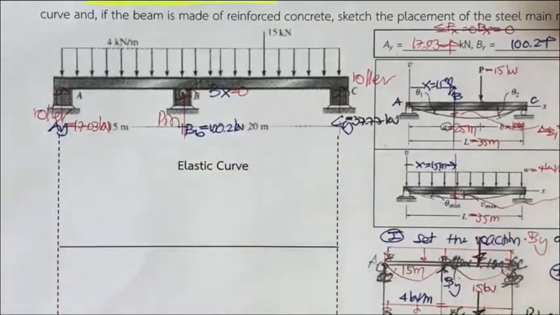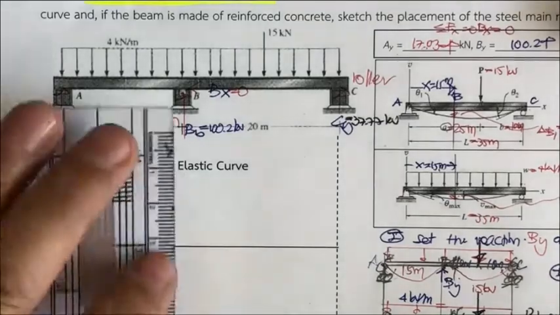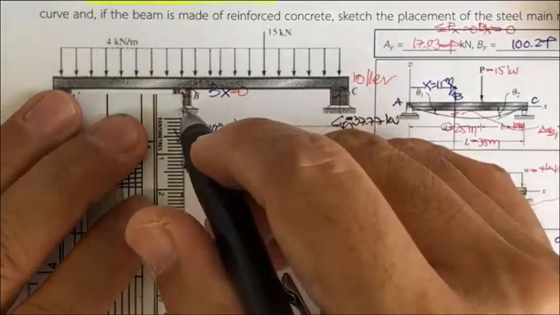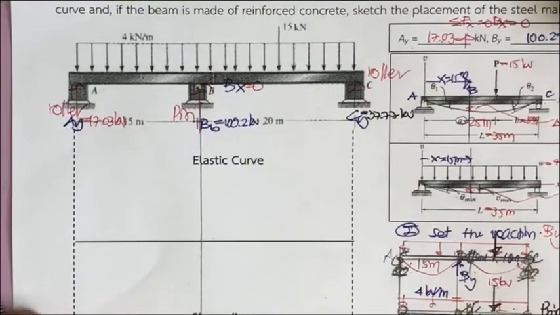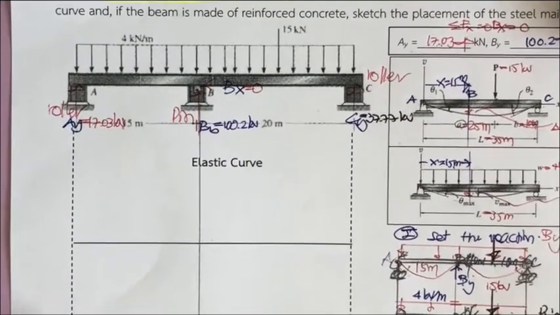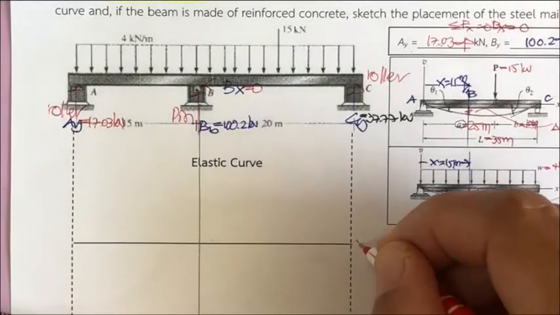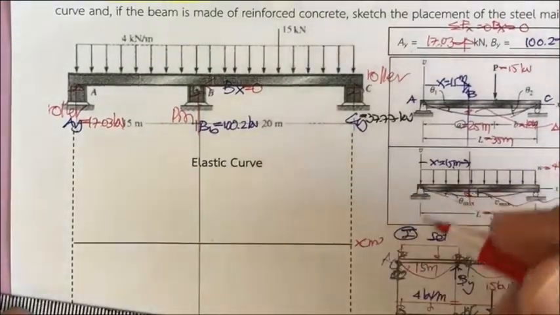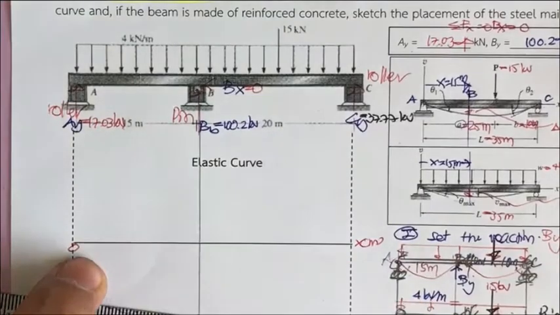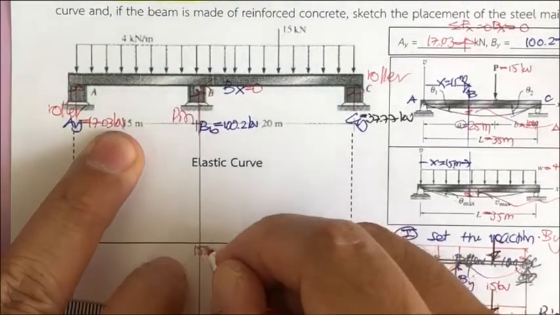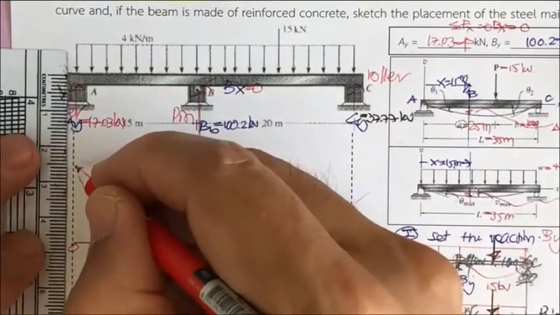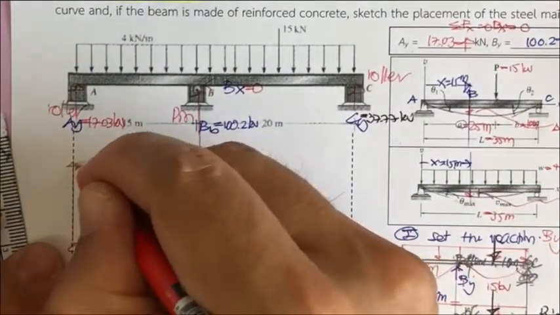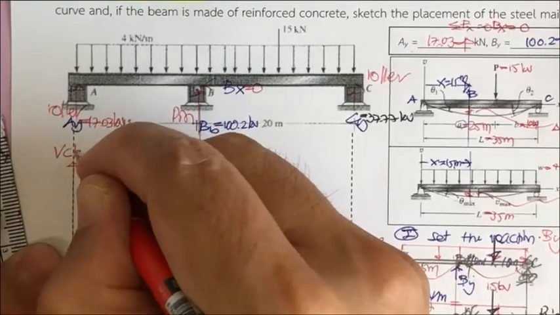Now, the next step, we can draw the shear diagram, moment diagram from what we have. And you may start by setting up this one going to be x in meters, this 0, 15, another 20, and you have this one for shear in kilonewton.